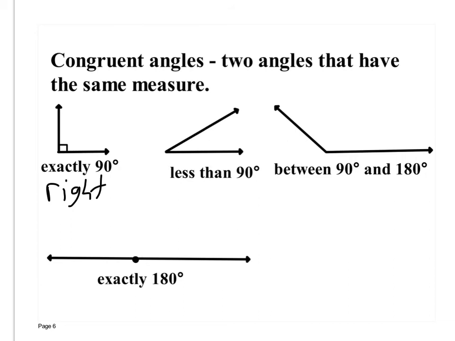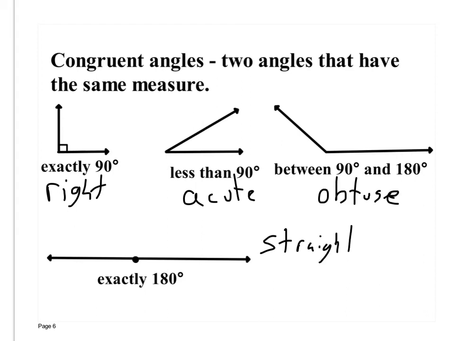If we have an angle that's less than 90, we call that acute. And if it's between 90 and 180, we call that obtuse. If it's exactly 180, we call this a straight line. All right? Any questions?